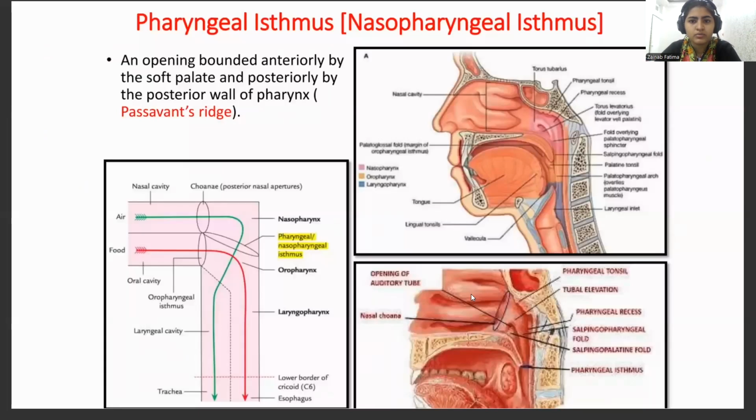Next, we will go to the nasopharyngeal isthmus. It is an opening bounded anteriorly by the soft palate and posteriorly by the posterior wall of the pharynx. This is also known as Passavant's ridge. As you can see in this diagram, the air will enter from the nasal cavity, but the food will enter from the mouth. Here both are connecting. This will go to the esophagus and this will go to the trachea. Here we have the epiglottis, which helps the food not to go into our airway.